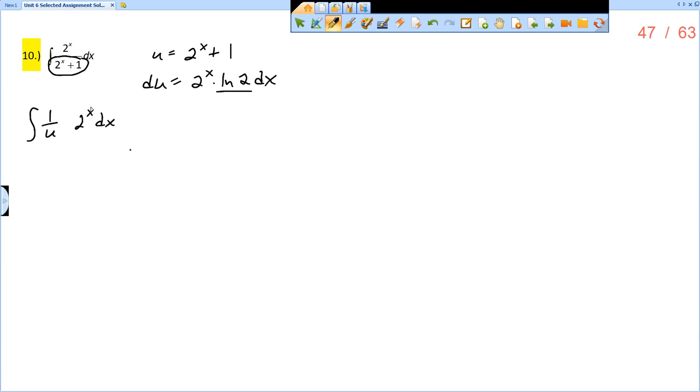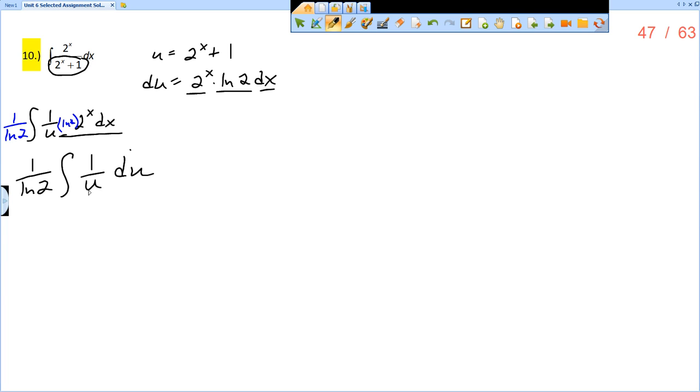So when I look over here, I have 2 to the x dx, which is what I want, but then I have times the natural log of 2. So I can multiply by the natural log of 2, which means I need to divide by the natural log of 2. So 1 over the natural log of 2 needs to go on the outside. That means I have 1 over the natural log of 2 times the integral of 1 over u du. Remember, all that stuff, natural log of 2 times 2 to the x dx, is just du.